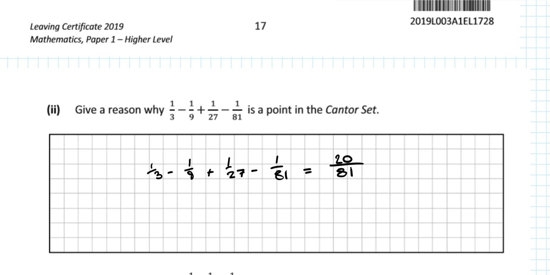Give a reason why 1/3 minus 1/9 plus 1/27th minus 1/81st is in the Cantor set. Well, if you actually go and add this all up, you get 20 over 81. And it's worth checking, is 20 over 81 going to be part of the Cantor set? Yes, it would be on the Cantor set. This is a point on the Cantor set.